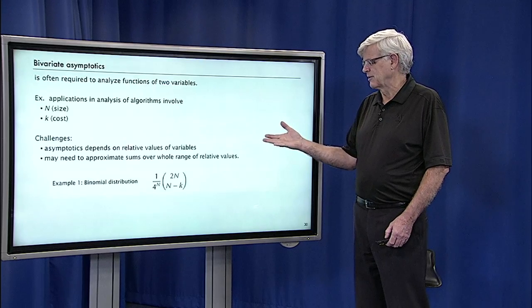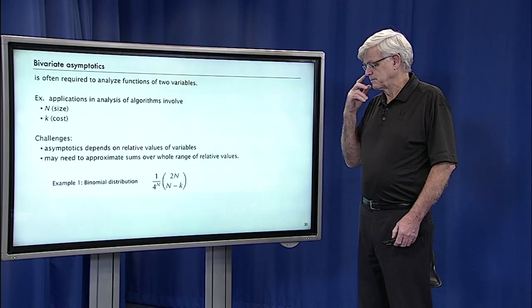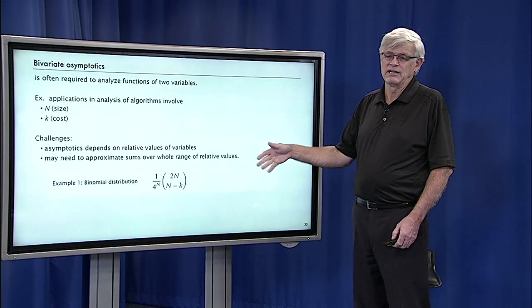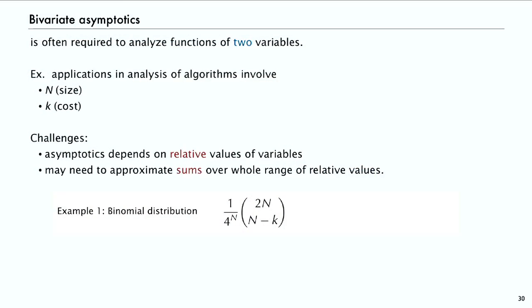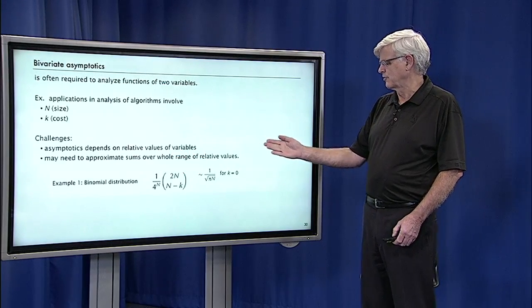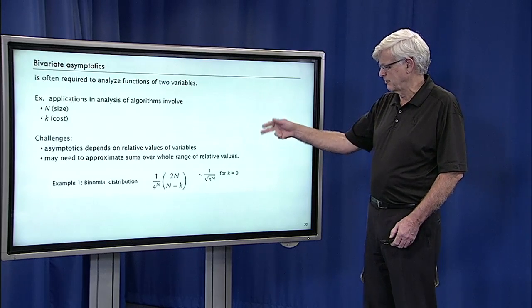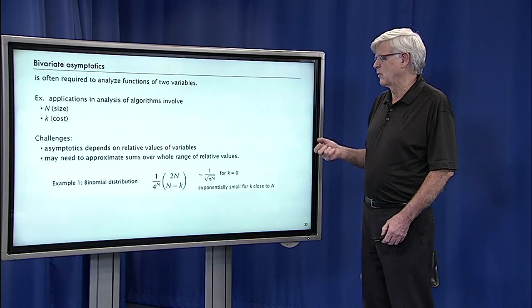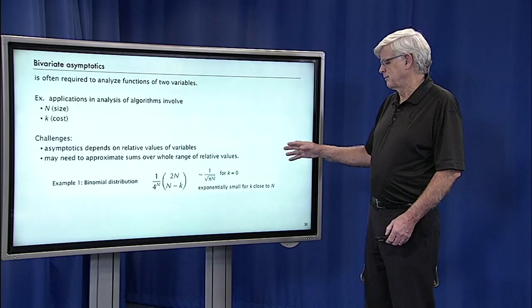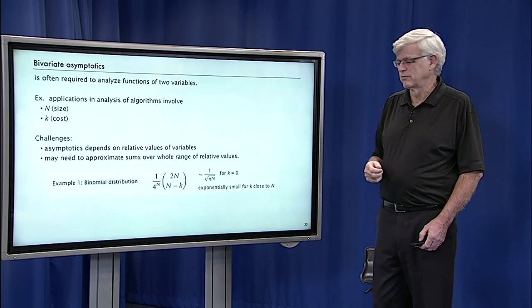First example is the binomial distribution. So k might be related to the cost, n might be related to the problem size. How are we going to make computations if we wind up with an expression like that? Turns out that, as I just explained for the Catalan numbers, if k is 0, that's close to 1 over square root of pi n. That's 2n choose n. But if k is large, that's exponentially small. It's a very, very tiny quantity. So we're going to have to come up with an analysis that tells us both those things.